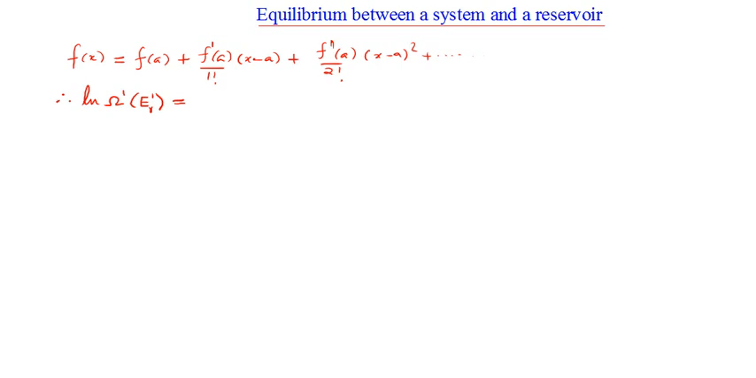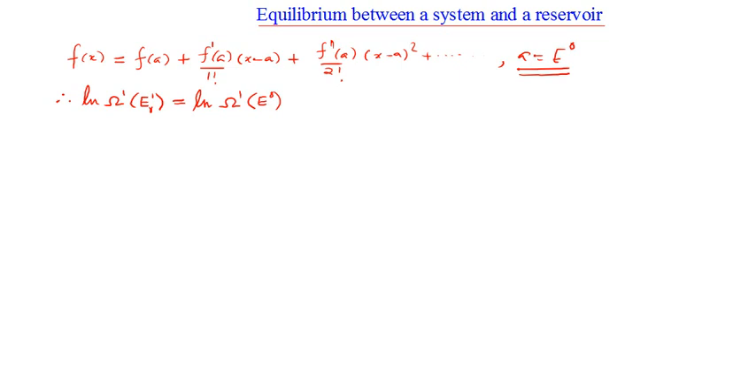So it will be equal to, first, f of a. F of a means about the equilibrium point a. Remember, I'm doing the expansion with a equal to e naught. So it will be equal to log of omega prime at e naught, as a function of e naught.